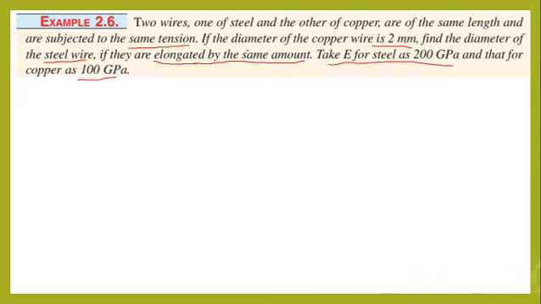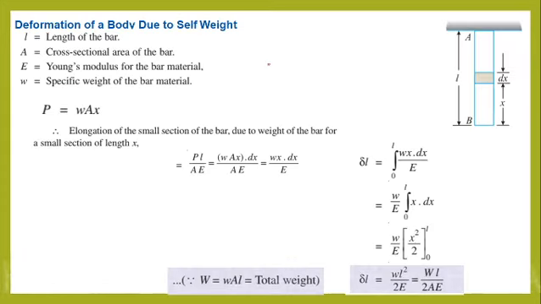So we have to determine the diameter of the steel wire. Again, delta L is equal to PL by AE. So P1 L1 divided by A1 E1 is equal to P2 L2 divided by A2 E2. From that we can calculate the diameter of the steel wire. So you can take this also as homework.